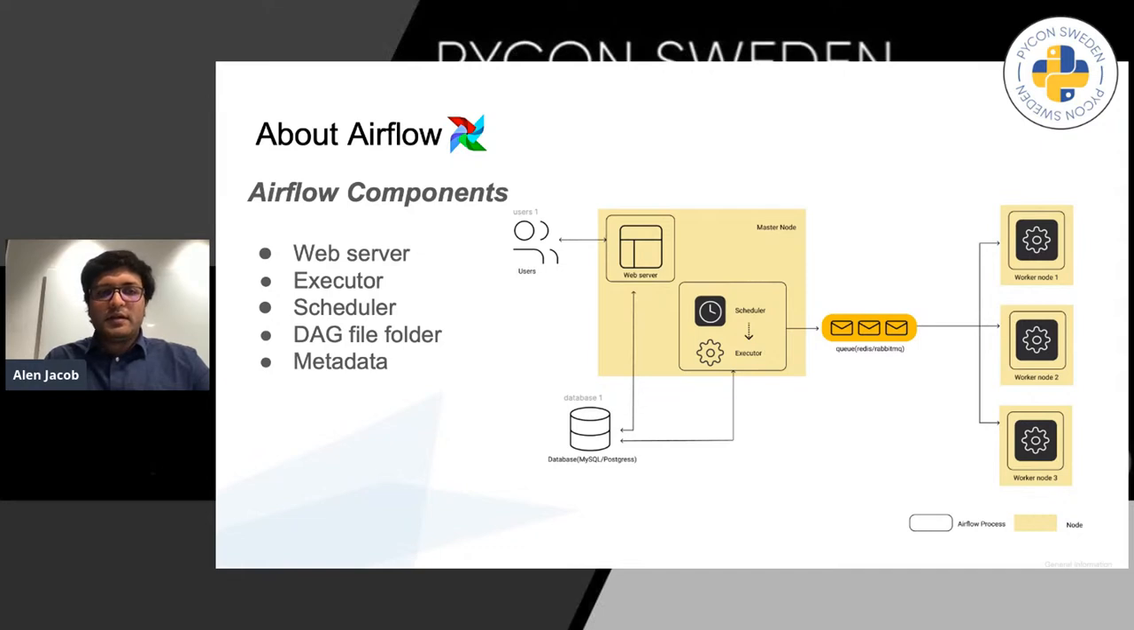Then we need a metadata database, which is used by all the other components, like the executor, the web server, and the scheduler. So all the information, such as the state of the DAG run, what the DAG is, and all the tasks in the DAG, is stored inside the metadata database. And that can be any database; it supports most of the common databases available right now.